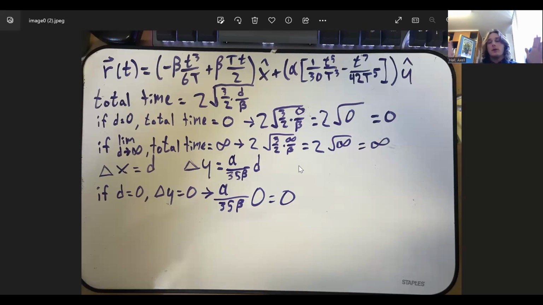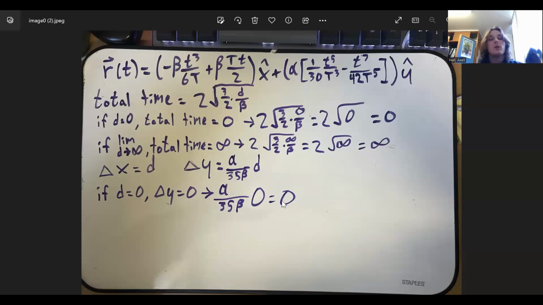the helicopter is moving over an infinite amount of distance, it's going to take an infinite amount of time no matter what the acceleration is. And then we're going to test delta x equals d and delta y equals alpha over 35 beta times d. So if d equals 0, delta y is going to equal 0, which once again makes sense because if the horizontal distance is 0, that means the helicopter didn't move at all. If the helicopter didn't move at all, there's going to be no change in vertical space, which means delta y is going to equal 0.